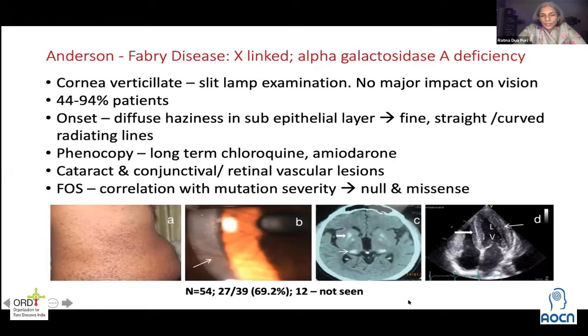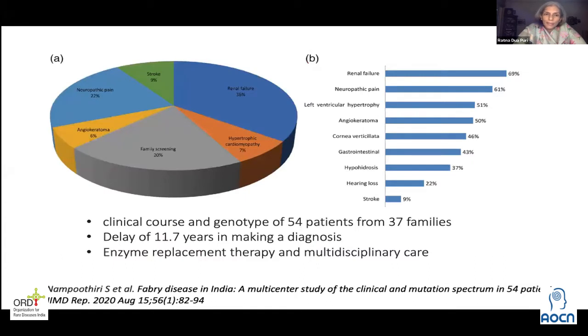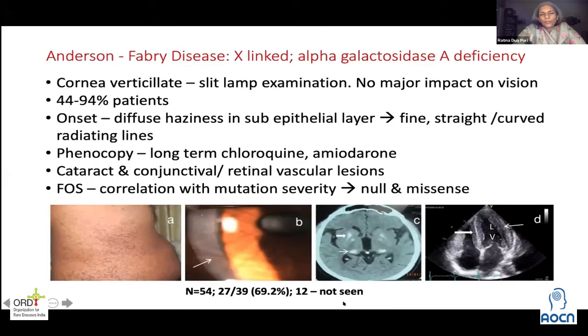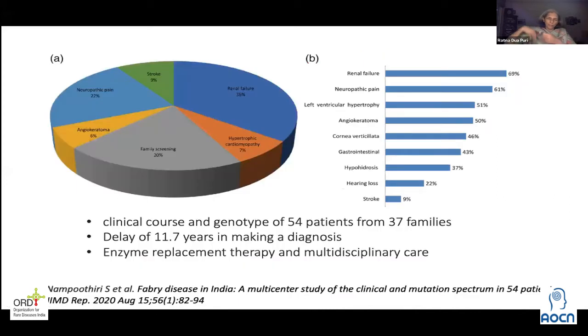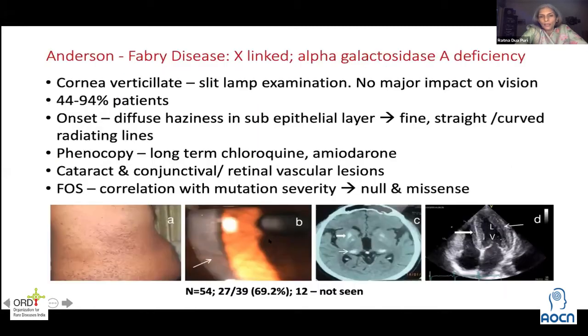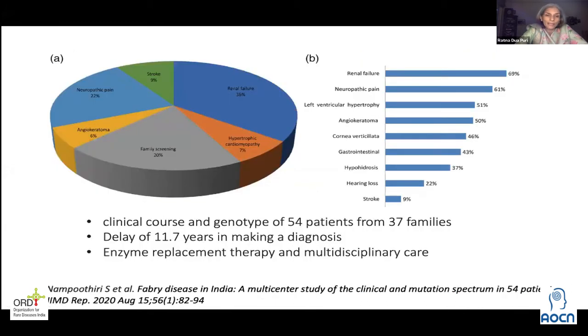Now, this was an interesting study from India. It was a multi-center study headed by Dr. Sheila Nampoothiri, where she put together the genotype and the clinical course of 54 patients. It's sad to say that 12 of them were not even evaluated for this phenotype, but in most of them it was one of the common phenotypes present. If you take it from the total, it was 46%, but from those in whom it was actually looked at, it was 69%.